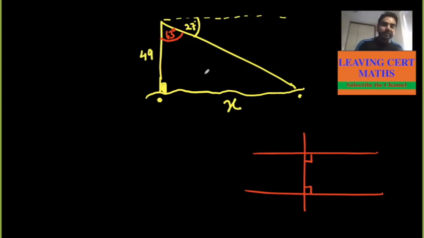So how will you do that? TOA, which one will you use? You can't use just any one, because this side is not given.